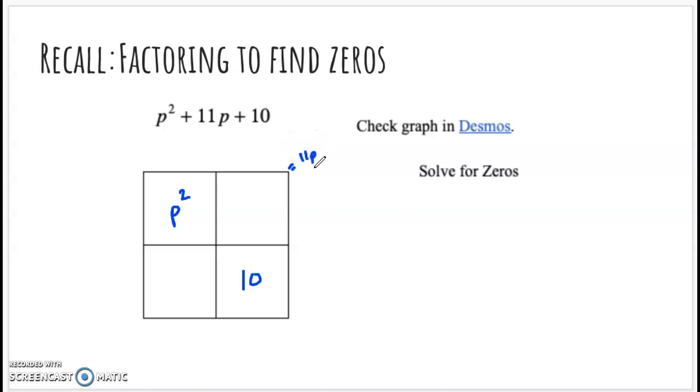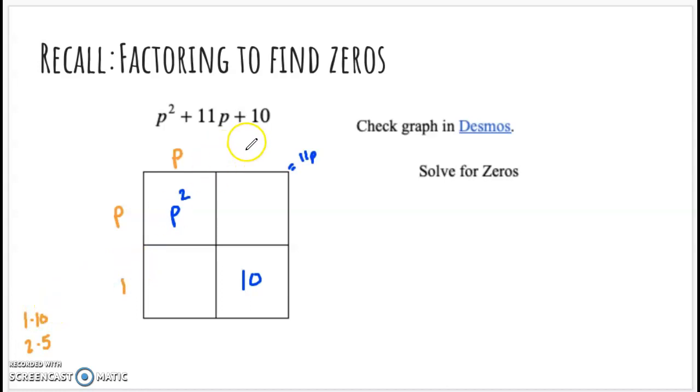I don't totally know how it's going to break down just yet, but I know it's going to add to make 11p. Well, this can help me to start the factoring process, right? I know in order to make p squared, I have to have p times p. In order to make 10, I have a couple of options, right? I could multiply 1 and 10 or 2 and 5. 2 times 5 makes 10. So I have to try and think which one of those options is going to land me with an 11p. Well, it looks like probably the 1 and the 10.